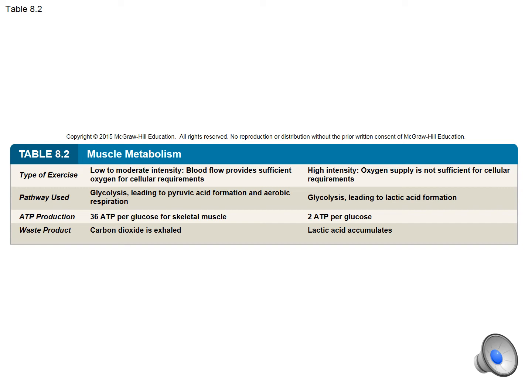And again, we talked about it over time. If you continue with that high intensity exercise, those 2 ATP per glucose molecule will help you to keep going to some extent, but at some point even that won't be enough, and then your muscles may start to cramp up.